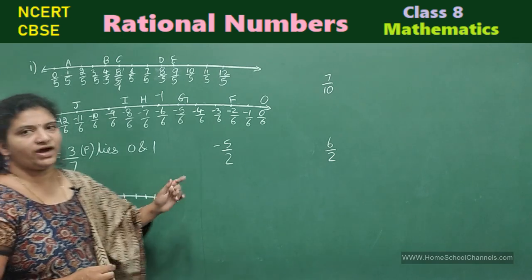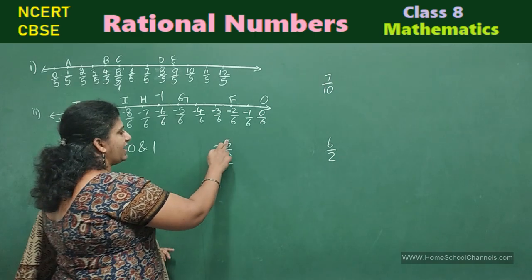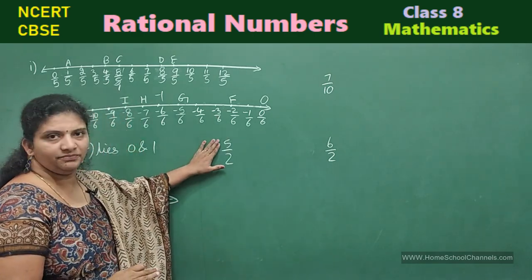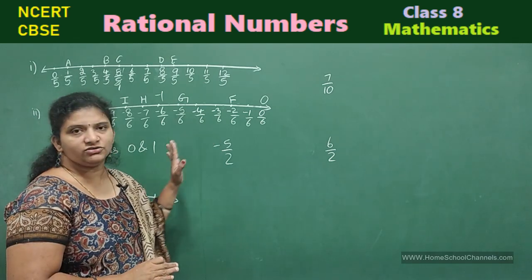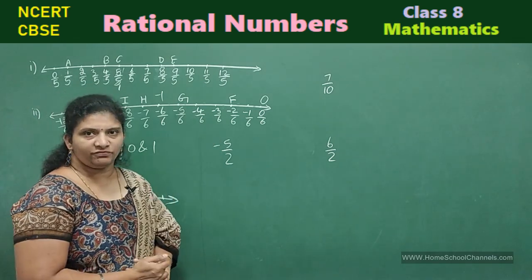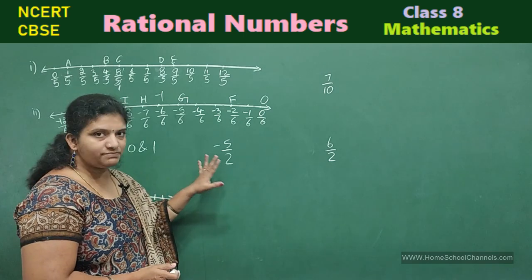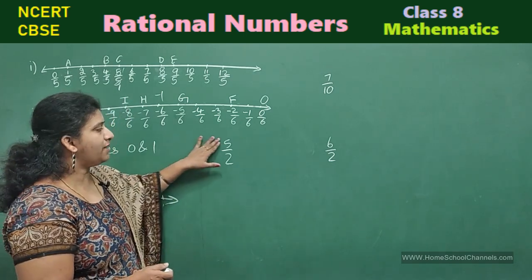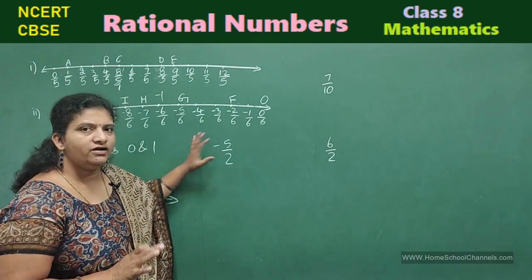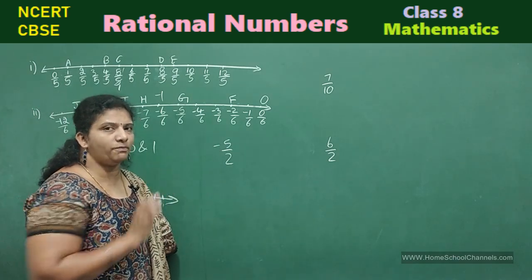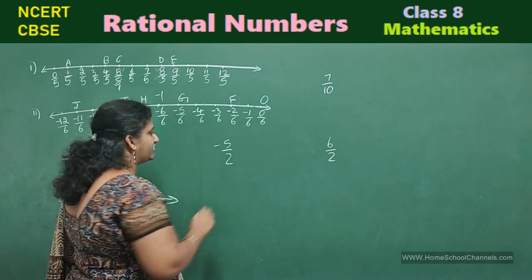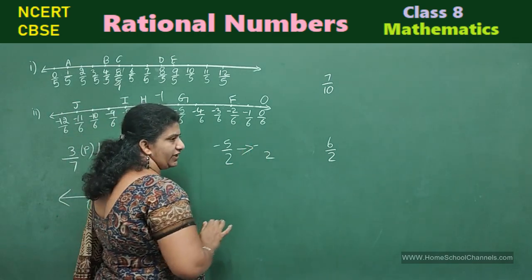Next, minus 5 by 2. Don't observe the negative sign. If you observe the negative sign, you might say it is a proper fraction. When you are observing this, forget about minus. 5 by 2 only you observe. 5 by 2 is an improper fraction. Convert the improper fraction into a mixed fraction. Minus as it is you take.